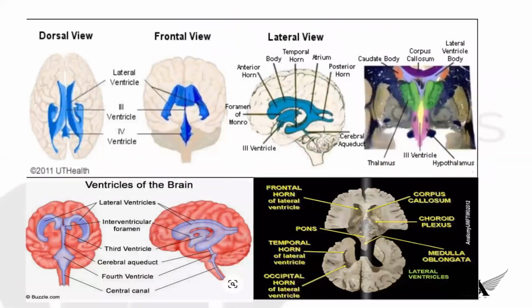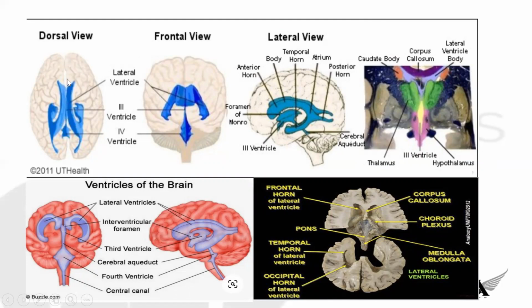Now I have put many pictures. See, pictures are the most important thing in understanding anatomy. It will fetch you marks. If it is not given in the textbook, kindly refer to some internet source or Wikipedia. You will get many pictures of this. It will help you to understand it better.